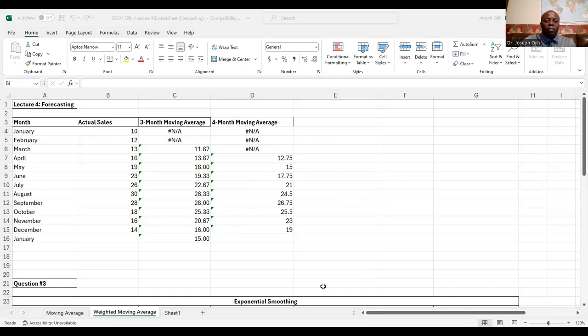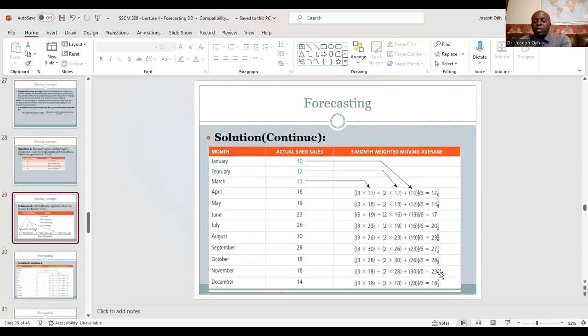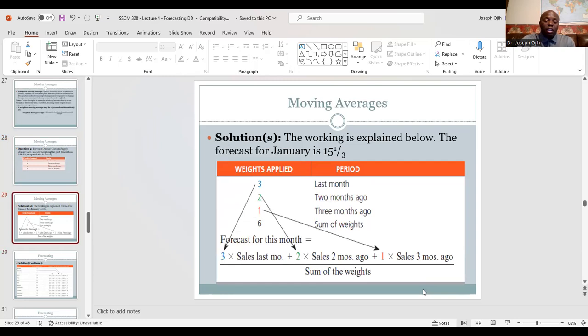Weighted moving average. Remember, this question says forecast Donner's Garden Supply storage shares by weighing the past 3 months as follows. So basically, we are told to use a 3 months moving average. Now let's do it.